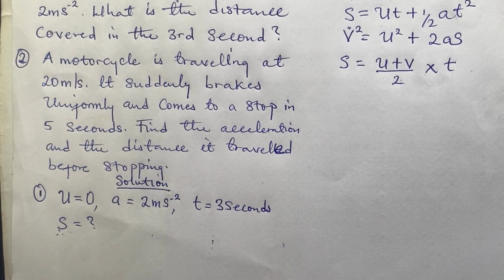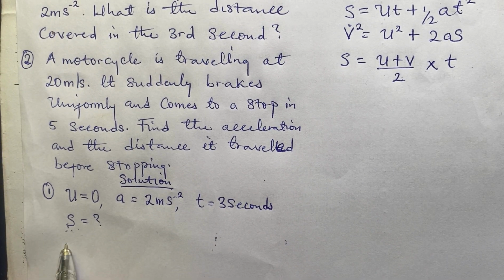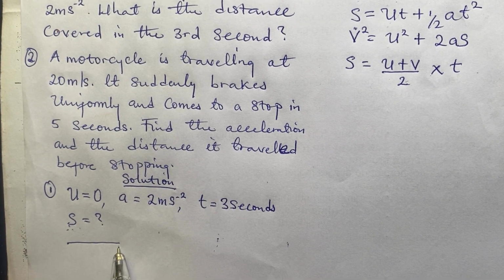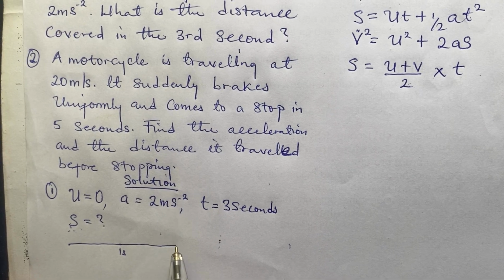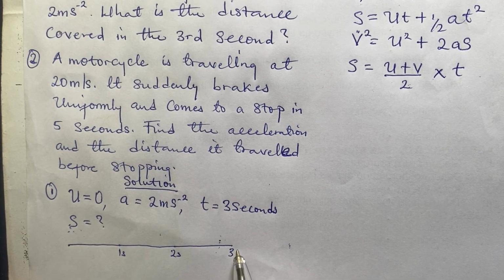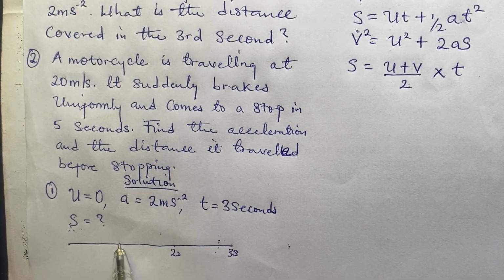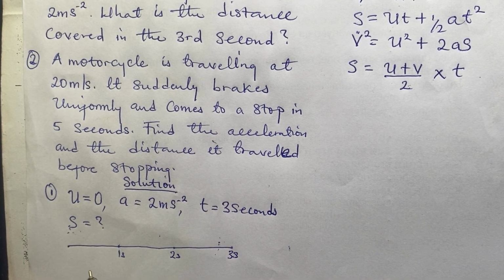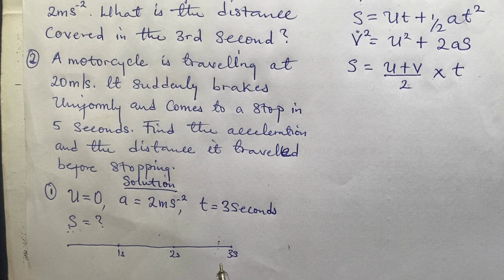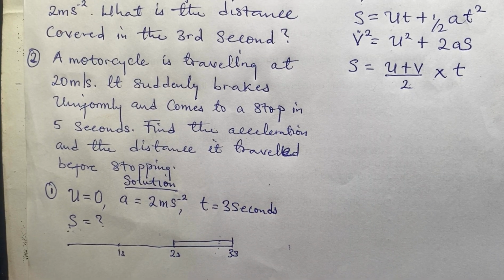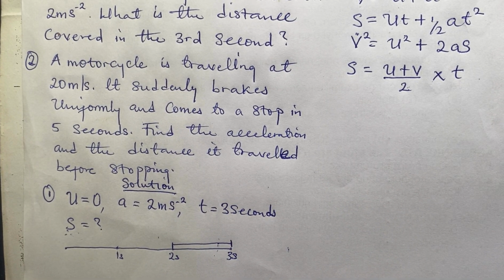Let's assume this car starts from here and travels. After 1 second, the car is here. After another second, that's 2 seconds, the car is here. After 3 seconds, the car is here. When they are asking you what is the distance covered in the third second, not the total distance after 3 seconds, what we are actually looking for is from here to here. That's what we are looking for. So you need to understand this and know what you are asked to find.